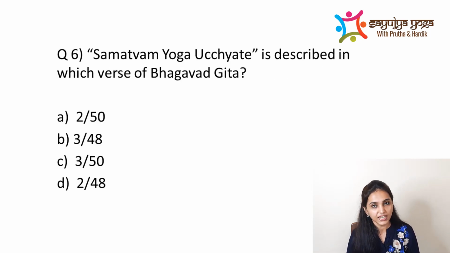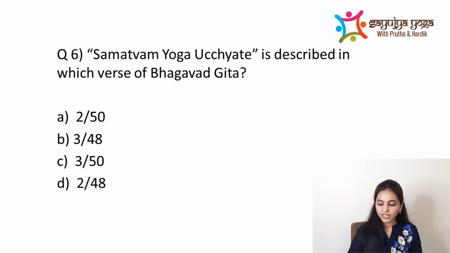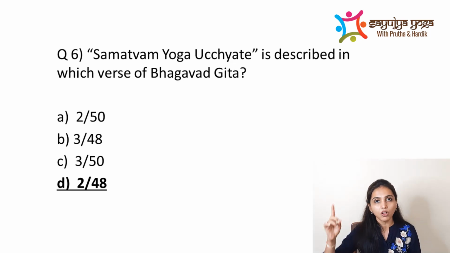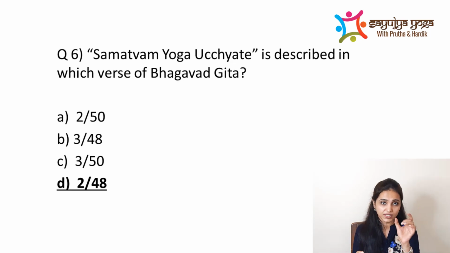Let's move further. The next question is, Samatvam Yoga Ucchyate is described in which verse of Bhagavad Gita? And now the correct answer is option number D, which is second chapter and the verse number 48. Now see, to confuse you, they have given third chapter 48 or second chapter 50, etc, etc. But I know it is very difficult to remember all the numbers and what is the verse number and what is the chapter.